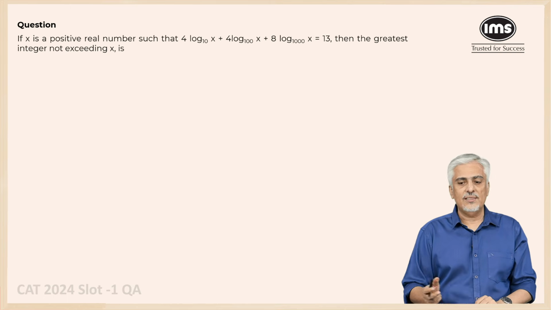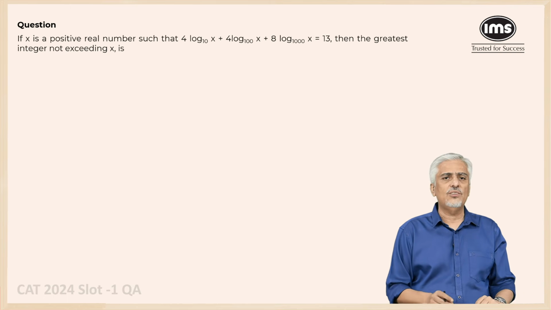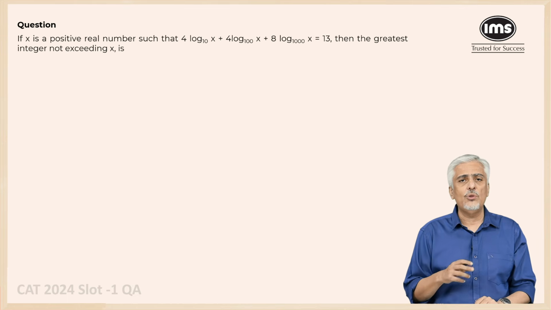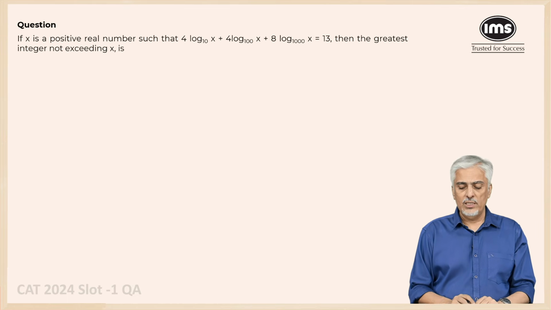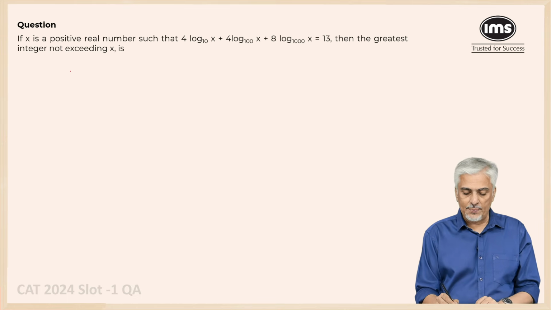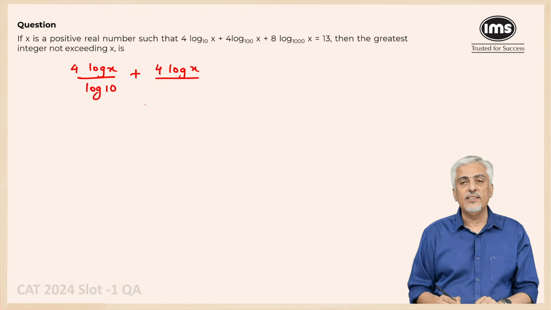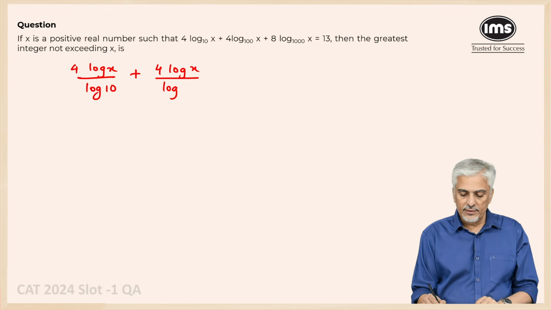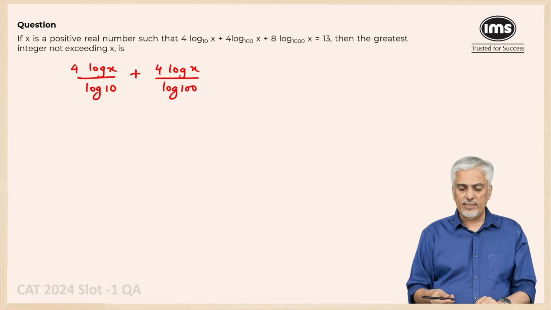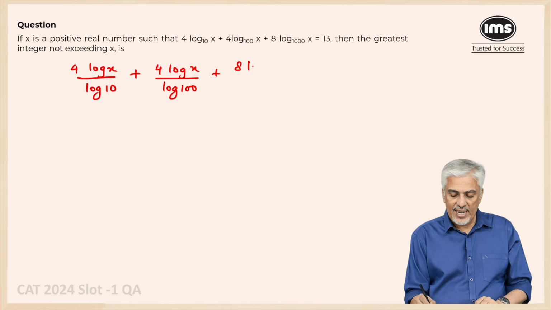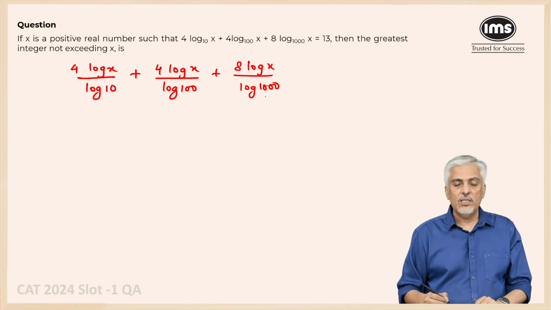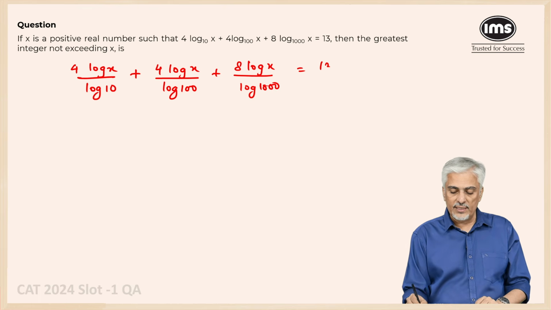Question from logs, and not very difficult. Should have got this. We've been talking about doing logs so many times, so you should have got that. 4 log x to the base 10 can be written as 4 log x upon log 10, plus 4 log x to the base 100, so upon log 100, which can be written as log 10 square, we'll come to that, plus 8 log x upon log 1000, which can be written as log 10 cube, is equal to 13.